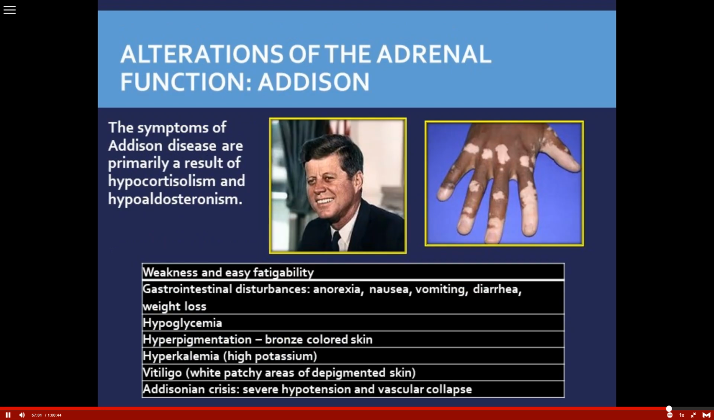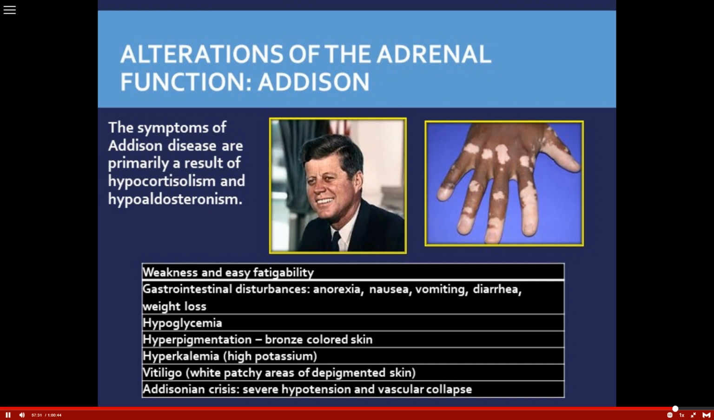So we're almost finished. Alterations of adrenal function. So Addison's disease. I always think of Addison's disease. I want to add cortisol, aldosterone, right? Addison's disease. And so it's really a primary lack of cortisol or aldosterone. You already have a good foundation of what cortisol and aldosterone does. And so you can look at this laundry list of signs and symptoms of Addison's disease.